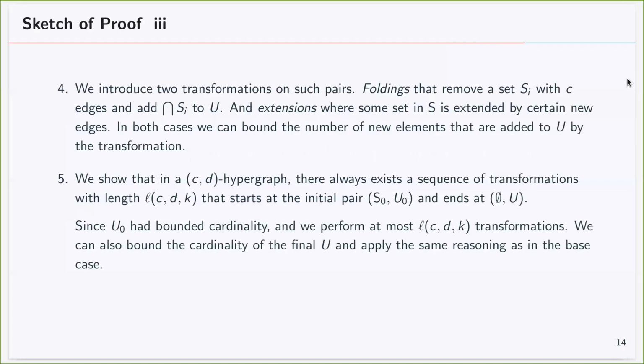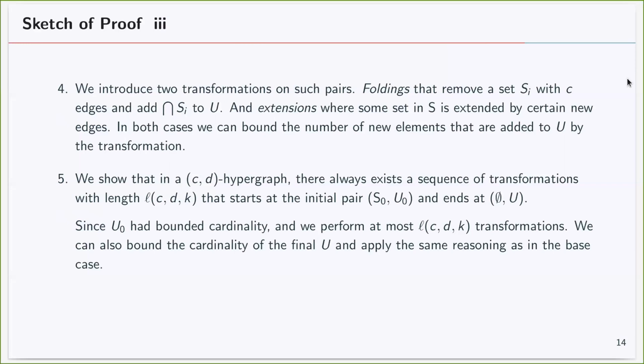So, but then from there on, what we do is we transform this initial pair. We basically produce a sequence of transformations on this initial pair. And there are two kinds of transformation. One we call a folding, where we remove a set with exactly C edges, and such a set as I said, of edges, and we instead add it to the U. So we add this intersection over these edges to the U.